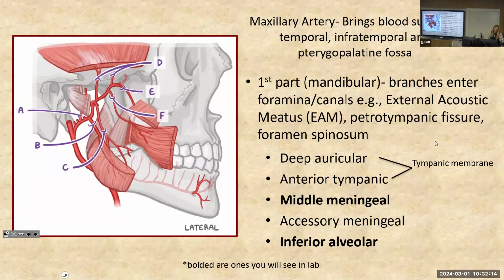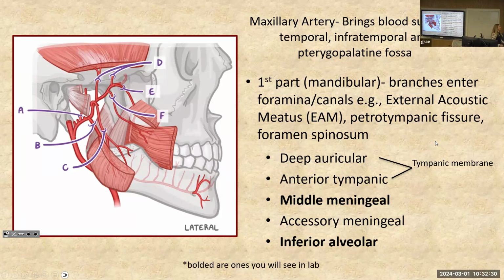Okay. All right, the maxillary artery. Dr. Tubbs, when he lectured to you, said, there are like 14 branches of the maxillary artery. And whoever lectures on that gets to decide which ones you need to know. So yay, it's me, and it's Friday.